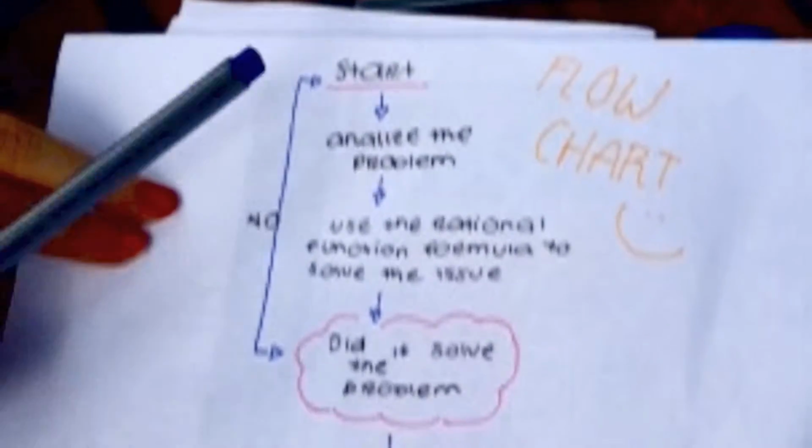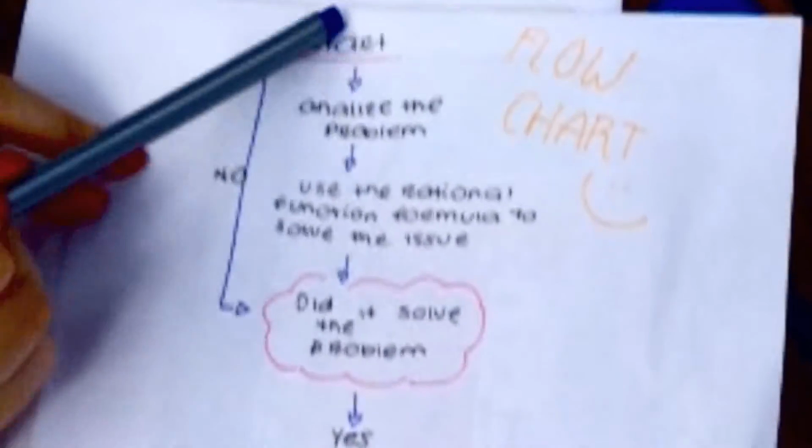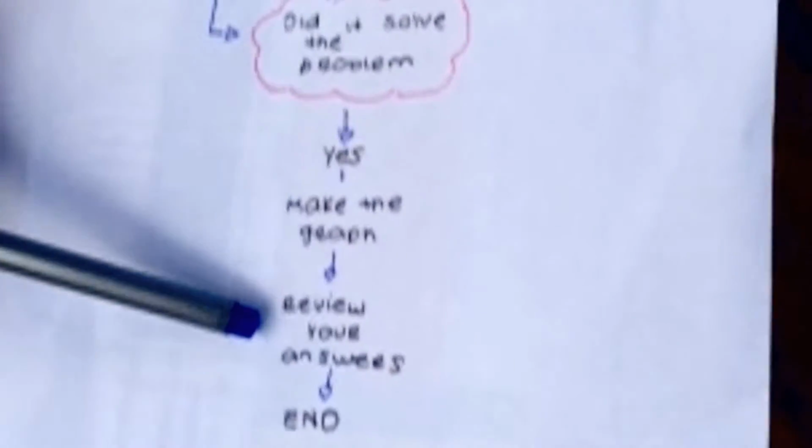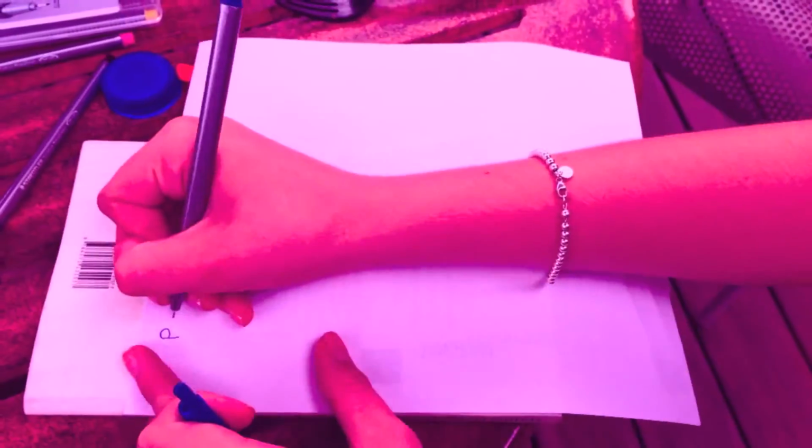Okay, so now we're going with the flowchart. To start, first we have to analyze the problem. After this, we have to use the rational functions formula to solve the issue. Then you ask the question, did it solve the problem? If it didn't solve the problem, you go to the start and repeat these steps again. If it solved the problem, you have to make the graph. Then review your answers, and finally you have your result.